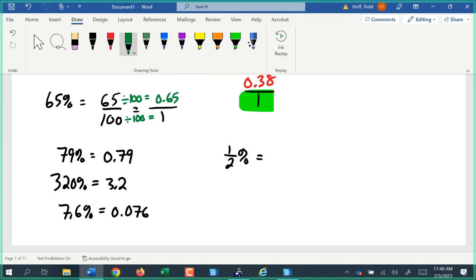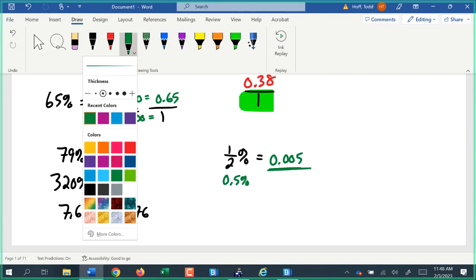So the big question, a lot of people say 0.5. That's 0.5, which would still be a percent. It would just be a decimal percent rather than a fractional percent. To convert it into a rate, we still have to divide by 100 to get 0.005.